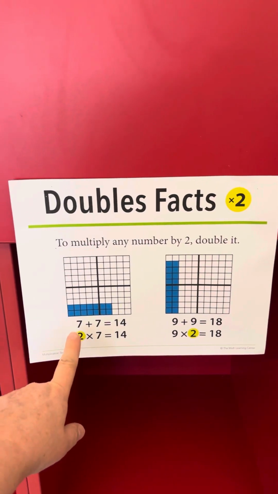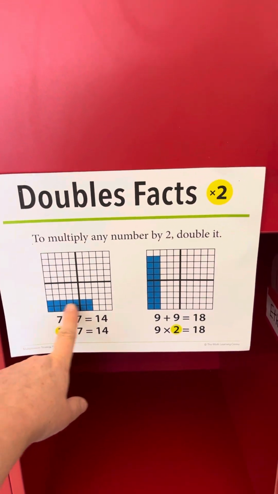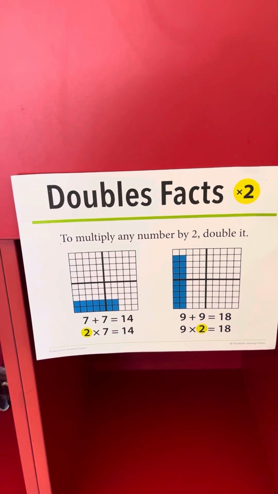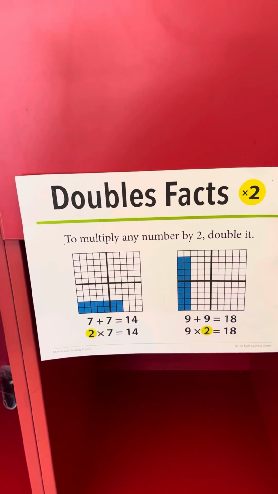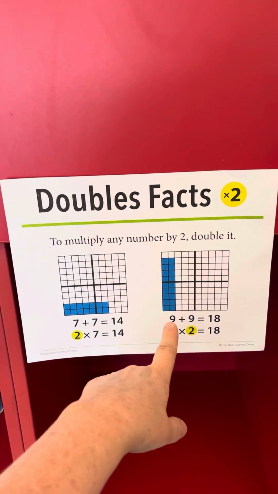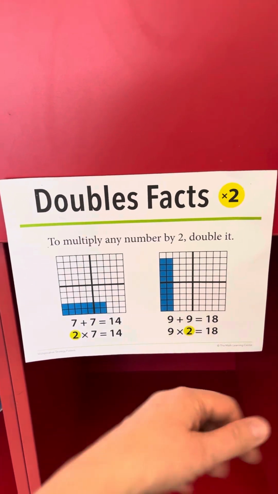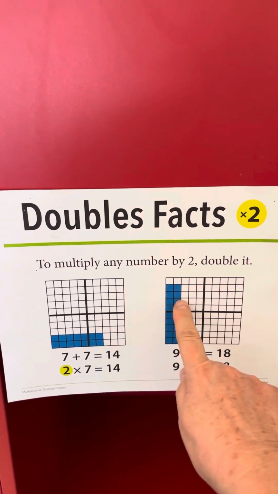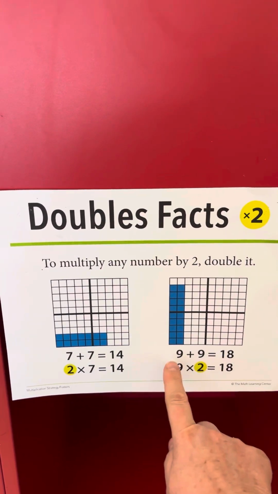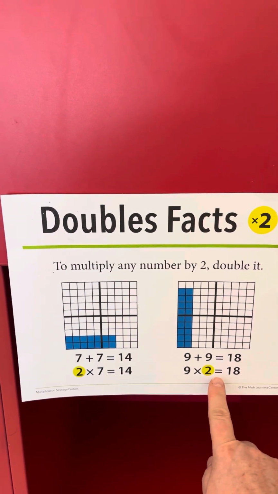So this one represents 2 groups of 7. I see 2 rows of 7, which tells me in my brain 2 groups of 7. That would be 7 plus 7, or 14. This example, I have 9 groups of 2. 9 rows of 2. We're looking at it this way. 9 rows of 2 each. So 9 rows of 2 is 18.